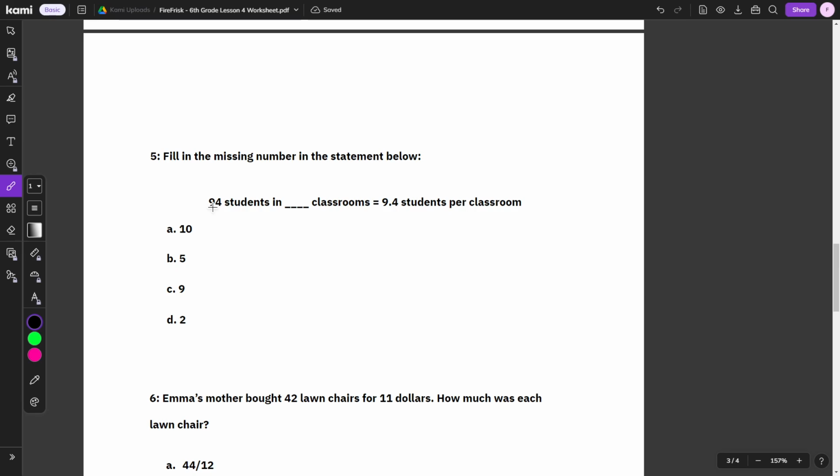5. Fill in the missing number in the statement below. 94 students in blank classrooms is 9.4 students per classroom. 94 divided by something is 9.4. And since we can see that the decimal place just moves, that means we're dividing by 10. Because when you divide or multiply by 10, the only thing that changes is the decimal point. None of the numbers actually change. Just the decimal point.